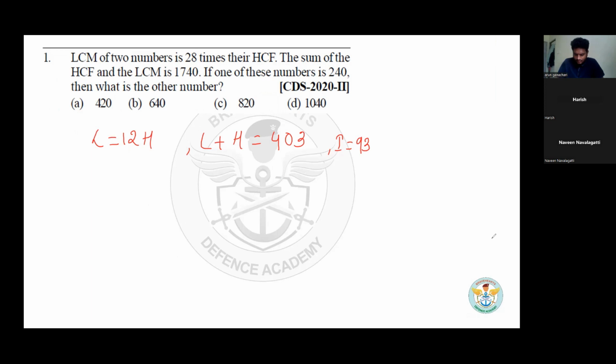31 is the number. Sir, 124. 120? So 124 is the correct option. 124 is correct.